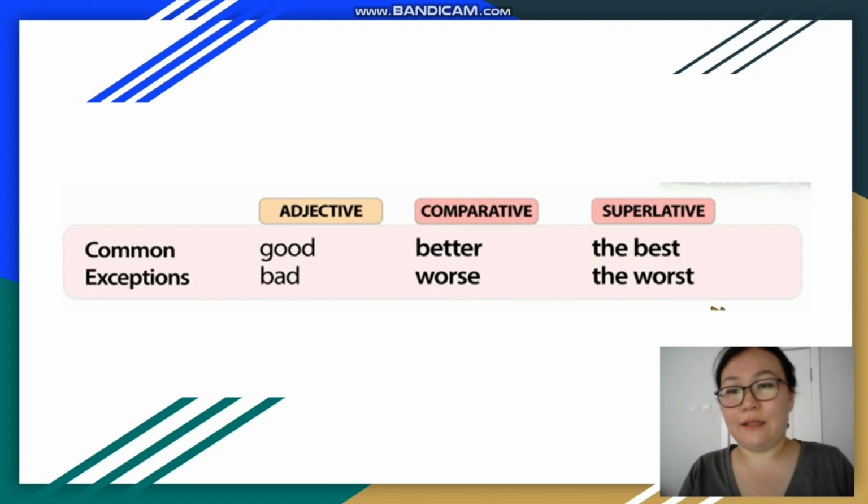and the best. With bad, the comparative is worse and the superlative is the worst. For example, it was the worst decision he had ever made. We don't say most bad or baddest, no. We say the worst. There are more exceptions such as far and little, but we will see this another time.